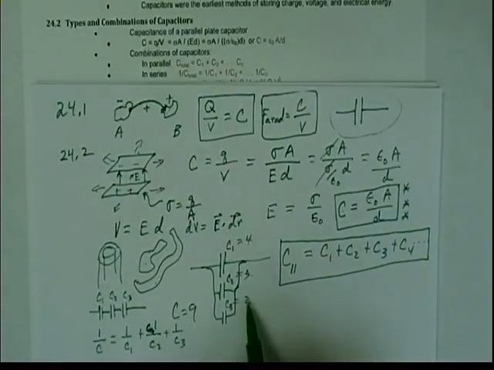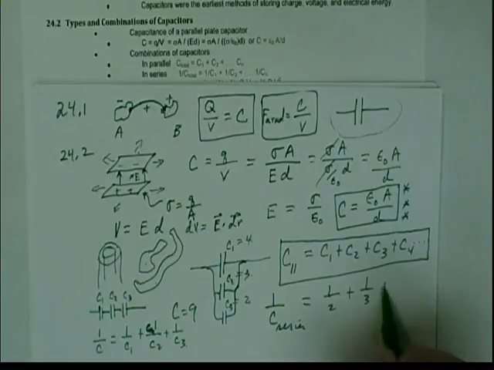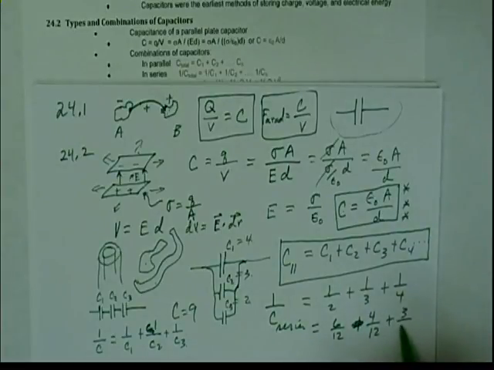And so if we again had these same capacitances, 2, 3, and 4, the reciprocal of the capacitance of the whole system in series would be equal to 1 over 2 plus 1 over 3 plus 1 over 4. As 12 is the common denominator here, this would give us 6 over 12, plus 4 over 12, plus 3 over 12. And that would give us 13 over 12, and that would be 1 over C series.